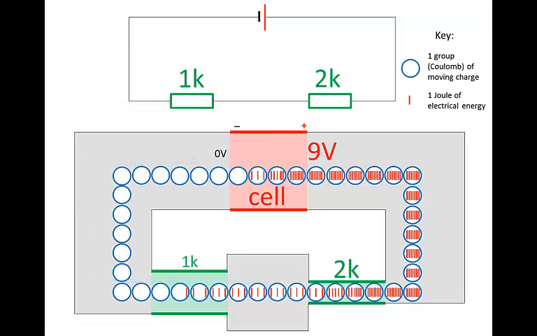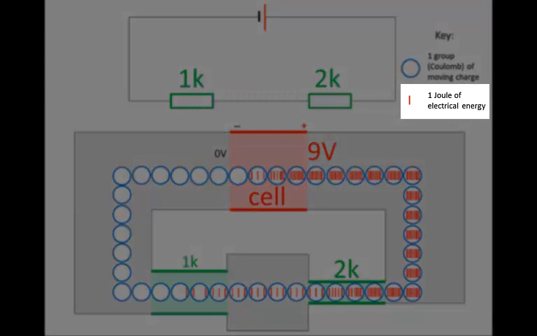Notice that some of these blue circles have red lines and some of them don't. Some of them have many red lines and some of them have fewer. What do these red lines mean? Each red line stands for a joule of electrical energy.